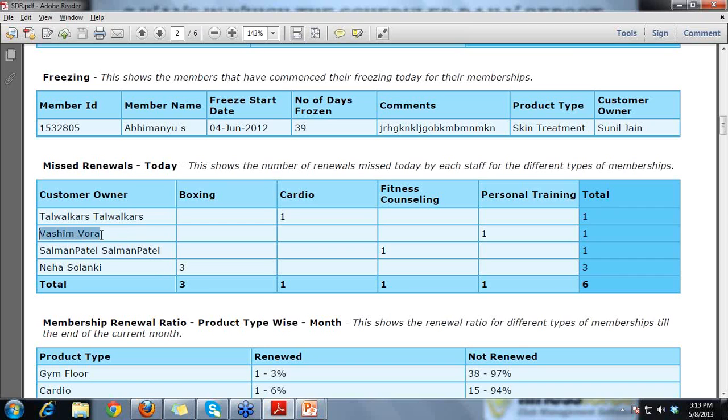Like Wasim, one personal training client of Wasim, his membership got expired and the same was not renewed. Similarly, another client of Neha, she had three clients for boxing whose membership got expired and the same was not renewed. So it gives you an employee wise bifurcation of how many memberships got expired, and it also gives you an idea of what exactly the service was for which the membership expired.